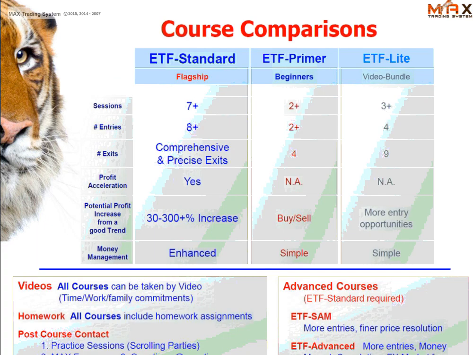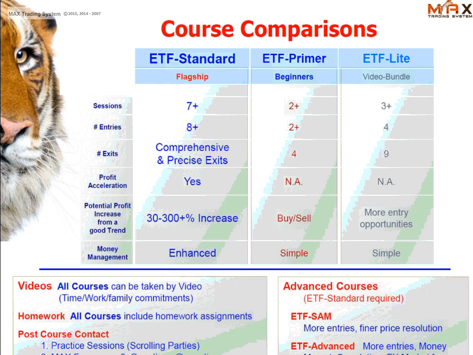The courses that we're producing, as Eusebio said, are the standard and the primer today. The ETF standard is made up of 7 sessions and has over 8 different entry styles. So there's plenty of ability there to get into trades. There's a whole pile of comprehensive and very precise exits that you can use. And it has the profit acceleration built in. What that does is it can boost your profits from 30% to over 300% just by being able to scale in and add to your orders in a really, really safe manner.